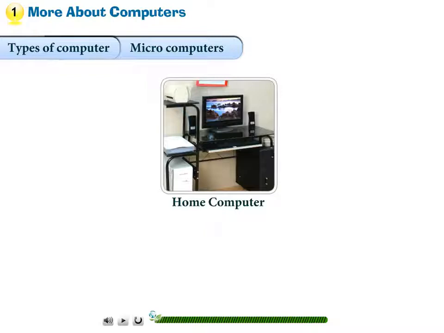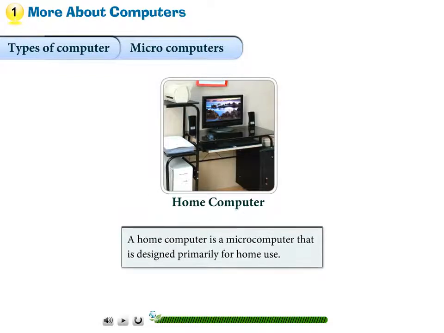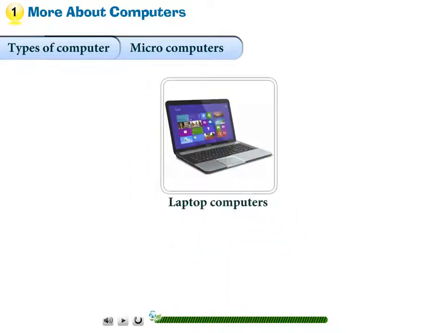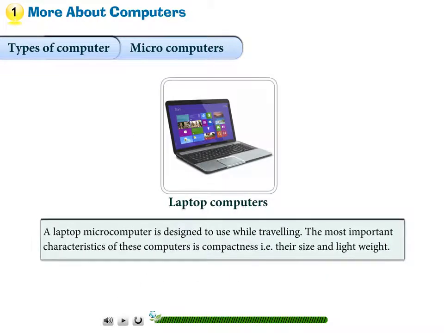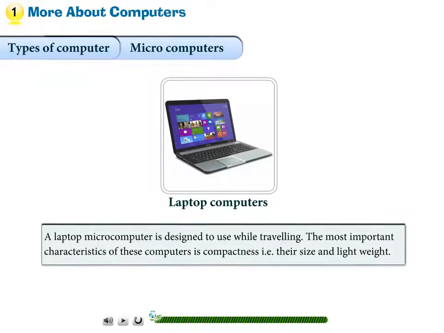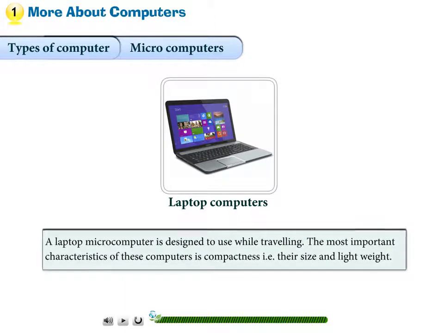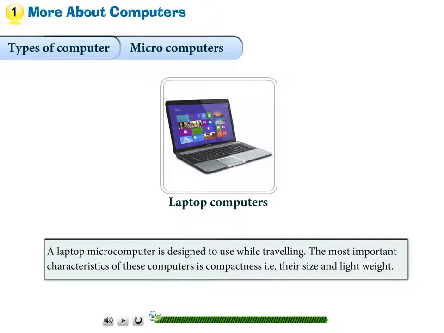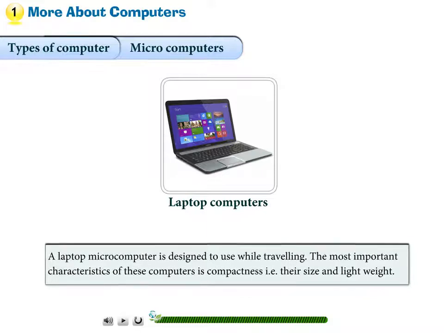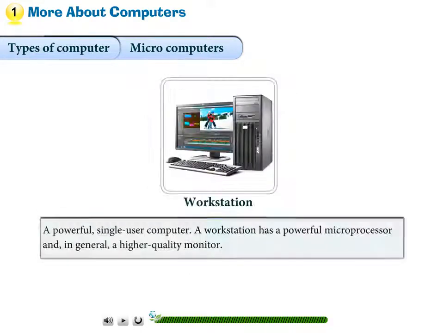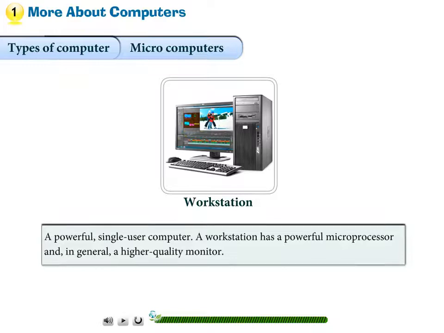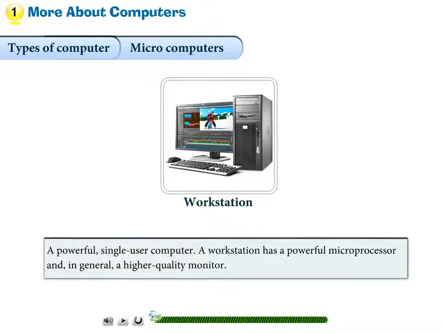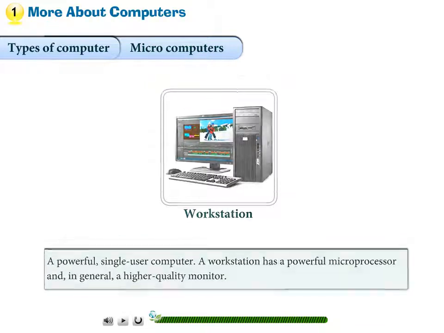Home computers. A home computer is a microcomputer that is designed primarily for home use. Laptop computers. A laptop microcomputer is designed to be used while traveling. The most important characteristics of these computers are compactness, that is their size and light weight. Workstation. A powerful single-user computer. A workstation has a powerful microprocessor and in general a higher quality monitor.